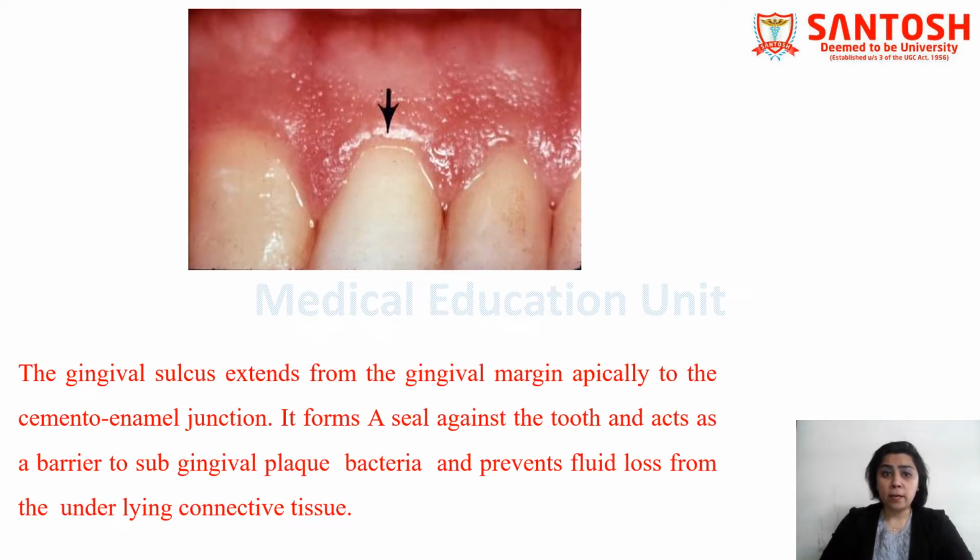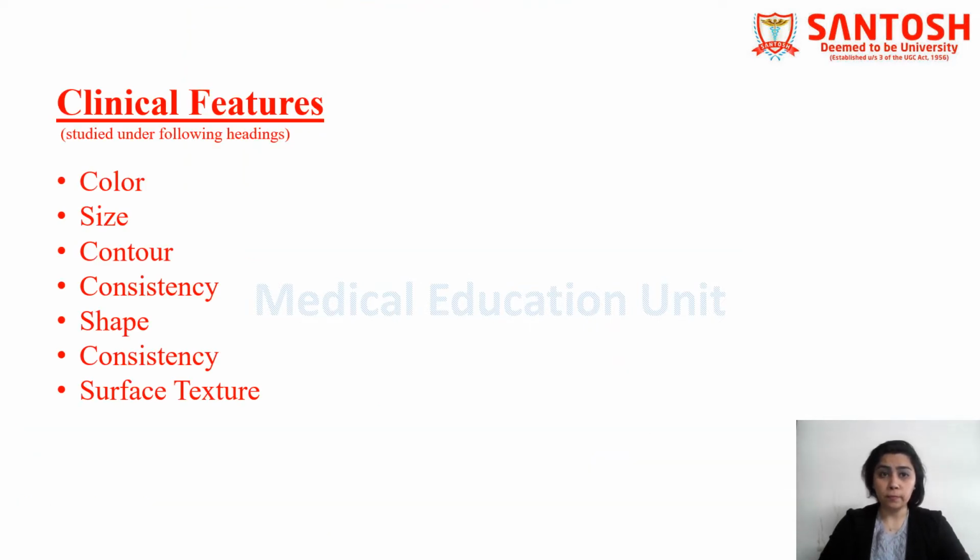The gingival sulcus extends from the gingival margin apically to the cemento-enamel junction. It forms a seal against the tooth, acts as a barrier to subgingival plaque and bacteria, and prevents fluid loss from the underlying connective tissue. Coming to the clinical features of gingiva, the clinical features include color, size, contour, consistency, shape, and surface texture.